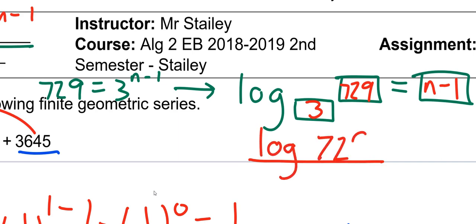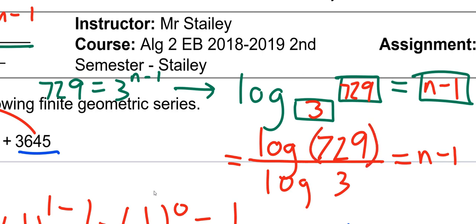Log 729 over log 3, right? Log of the argument over log of the old base. Anybody know what log 729 over log 3 is? You do have to put this particular parenthesis right here, Mr. Bond, is the one that will cause you the most problems. So make sure you put the one after the 729.